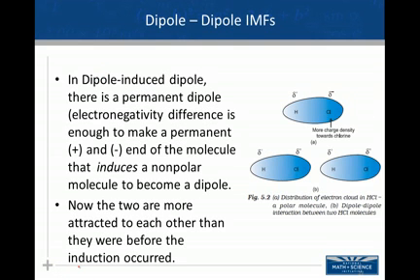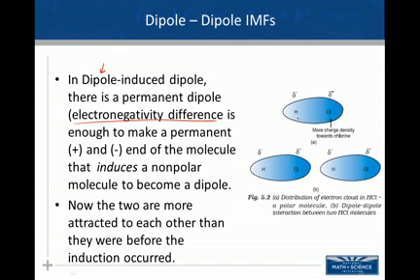And then in this induced dipole business, the electronegativity difference has to be enough. So I can have this dipole with a big enough electronegativity difference to make this really happen. So the two are more attracted to each other than they were before the induction occurred. Here we have a molecule of HCl, lovingly known as hydrochloric acid, unless it's in the gas phase. It's only an acid if it's dissolved in solution. Otherwise, it's hydrogen chloride gas.